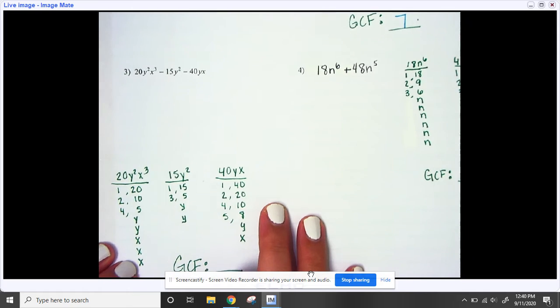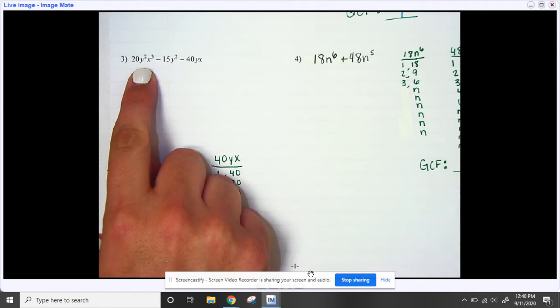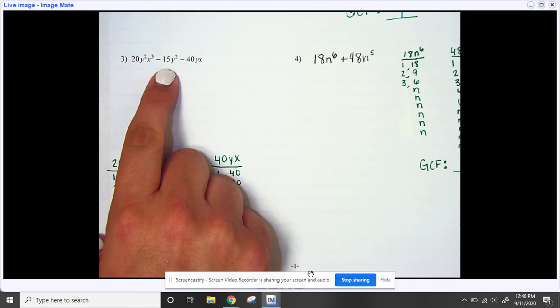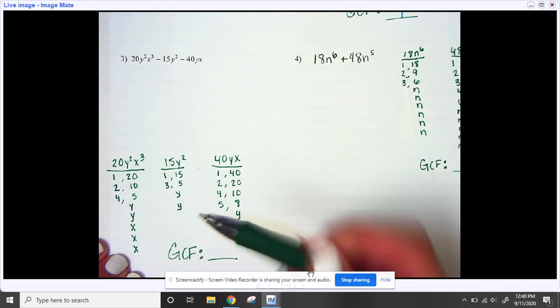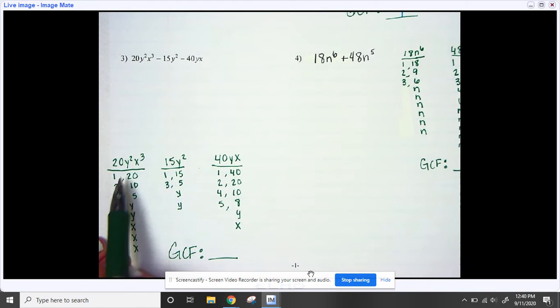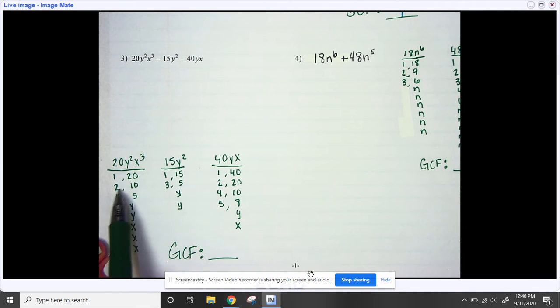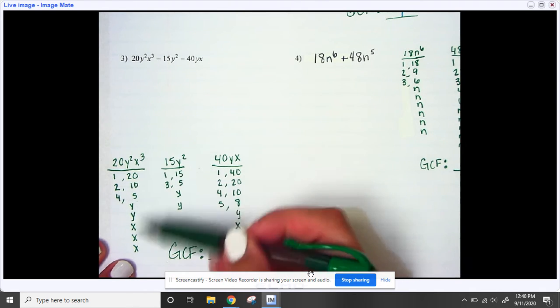On number 3, we have 20y squared plus 20y squared x cubed minus 15y squared minus 40yx. Once again, I went ahead and wrote these down just to save some time. But for 20y squared x cubed, 1 and 20, 2 and 10, 4 and 5, there were 2 y's, so I put 2 y's on the end, and there were 3 x's.